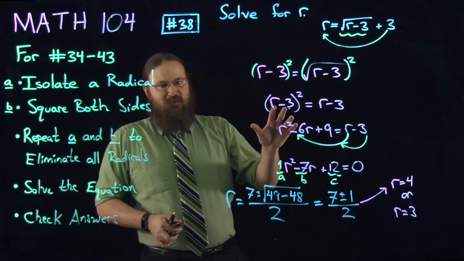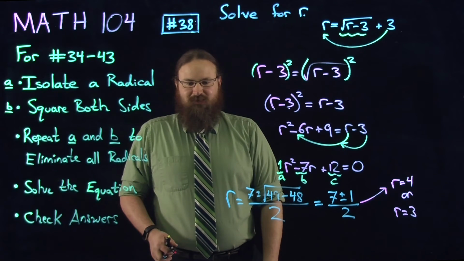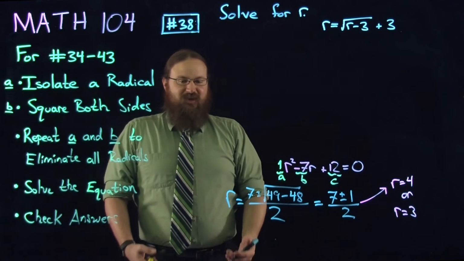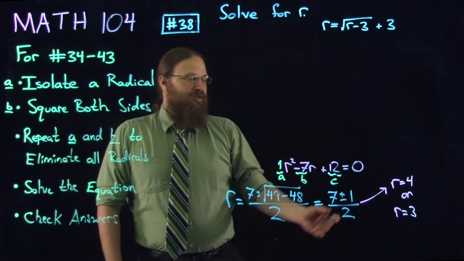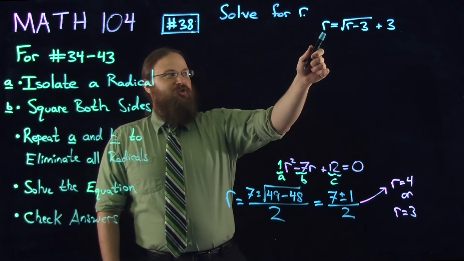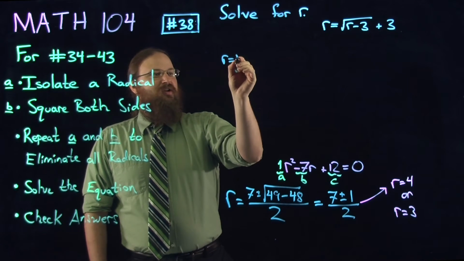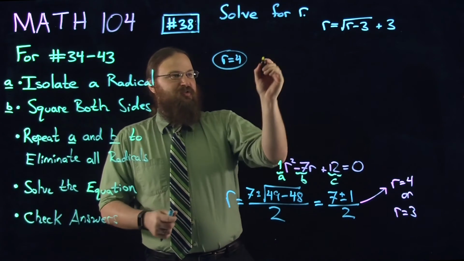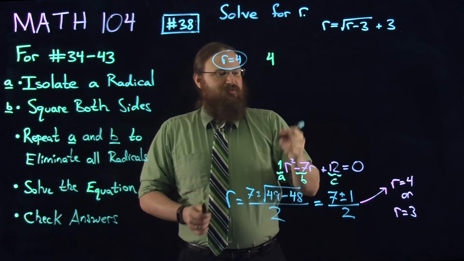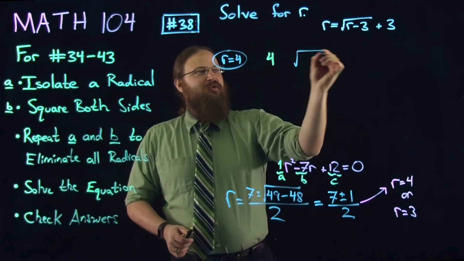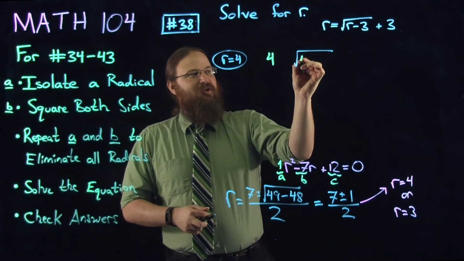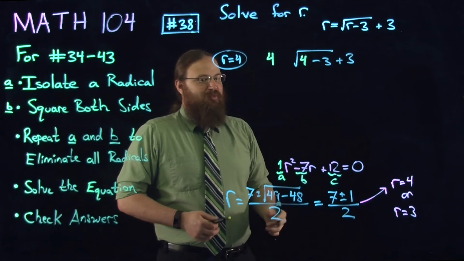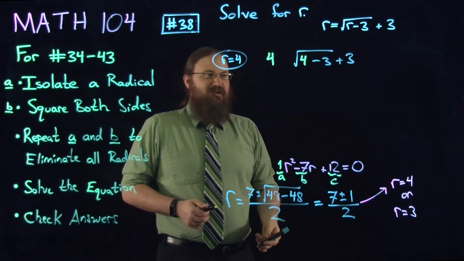The last thing we have to do, because we're working with radicals, is we need to check our answer. So let's reset and check our answer. At this stage, we found two solutions for this equation, r equals 4 and r equals 3. So let's check them. When we plug in r equals 4, what do we find? Plugging in r equals 4, so r is 4. The question is, does this equal the square root of r, which is now 4, minus 3, plus 3? Now, if both sides of this are equal, we have a solution.